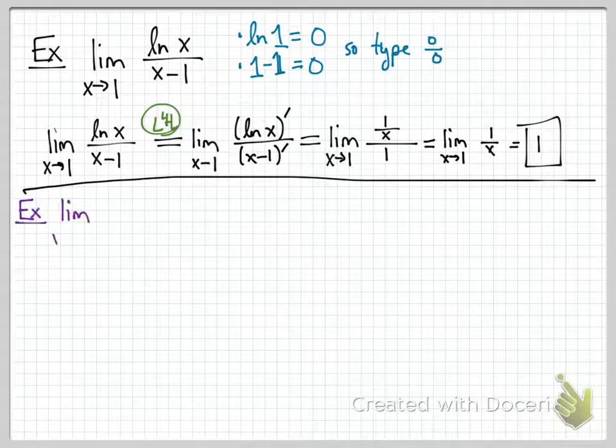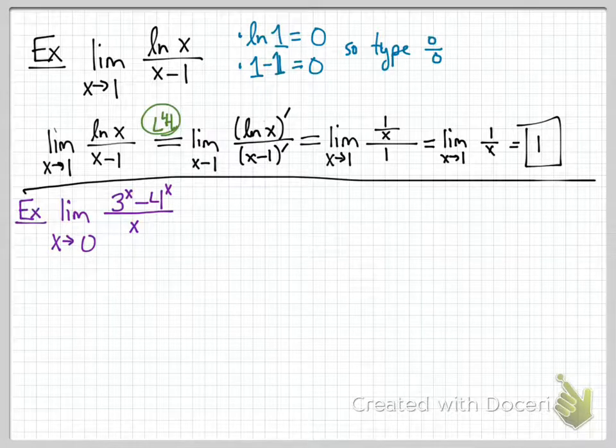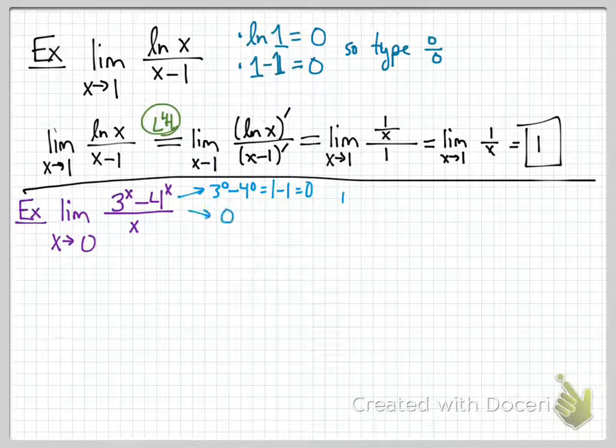Okay. Here's another example. The limit as x approaches 0 of 3 to the x minus 4 to the x over x. So first of all, we have to decide what's happening as x approaches 0. 3 to the 0 minus 4 to the 0. 3 to the 0 is 1, 4 to the 0 is 1. This is 1 minus 1, that's 0. On top, on bottom, it's also 0, so we have a 0 over 0 type limit. Therefore, we can use L'Hopital's rule.